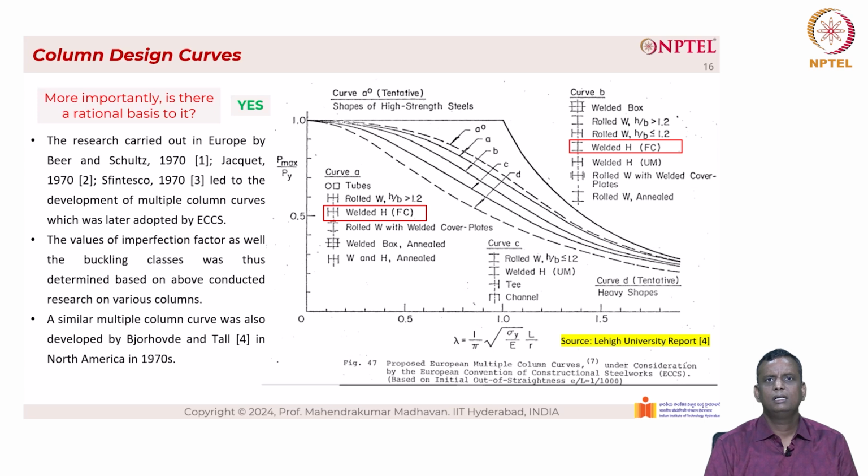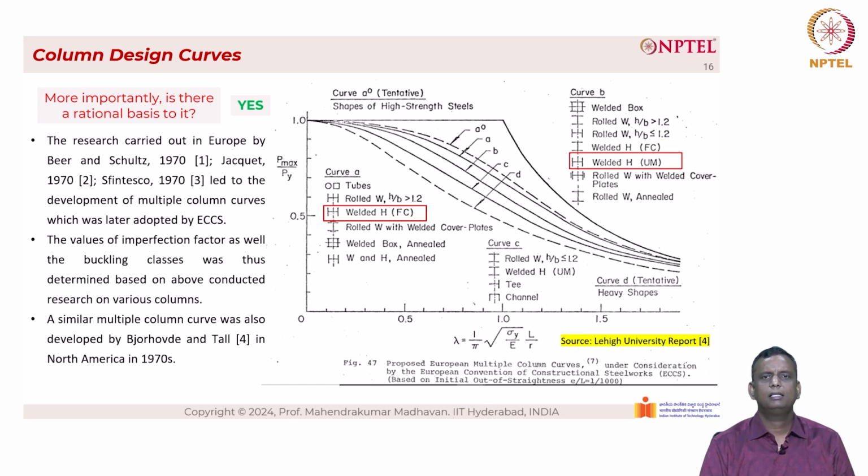Now let's look at the two other things, where it is welded H flame cut as well as welded H flame cut. FC refers to flame cut. So the one in curve A is about major axis buckling. The one in curve B is about minor axis buckling. So the same explanation holds good. The major axis buckling will have a higher strength due to favorable residual stresses. The one in minor axis buckling will have unfavorable residual stresses, and hence it is put in curve B.